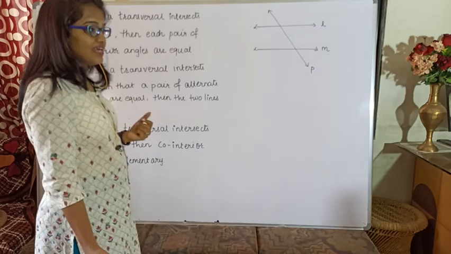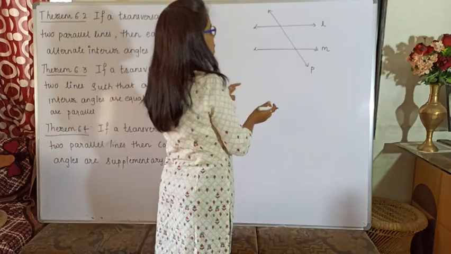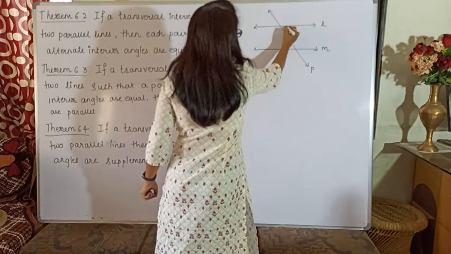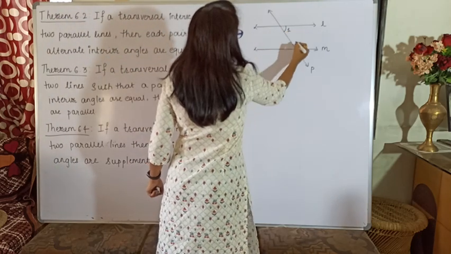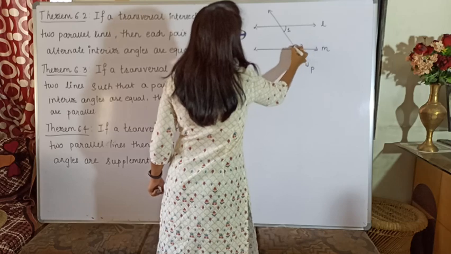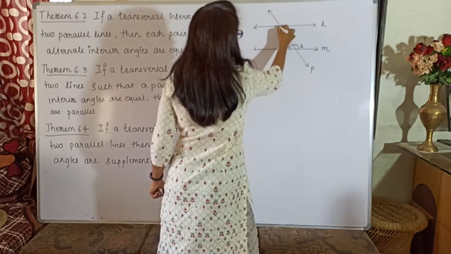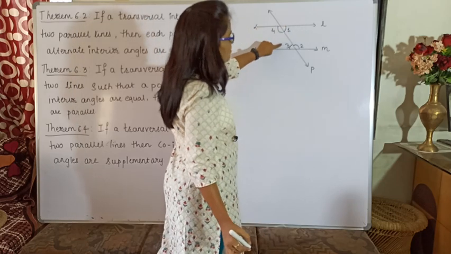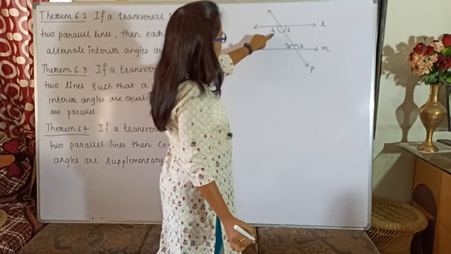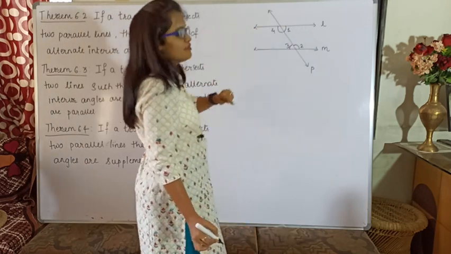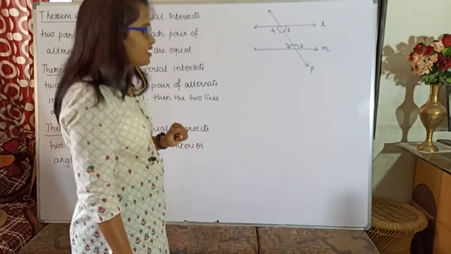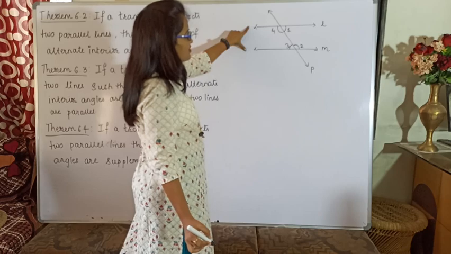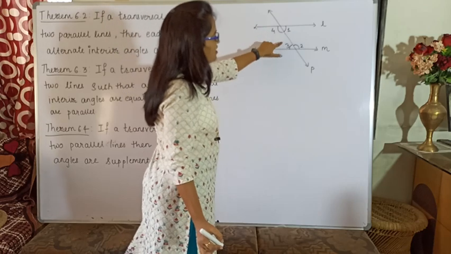Now, what are the alternate interior angles? The angles present on the interior side, and that too alternately. So, if I name them as 1, 2, 3, and 4, in this case, angle 1 and angle 3 will be alternate interior angles, whereas angle 2 and angle 4 will be the another pair of interior angles. The theorem says if two lines are parallel, then the alternate interior angles are equal.